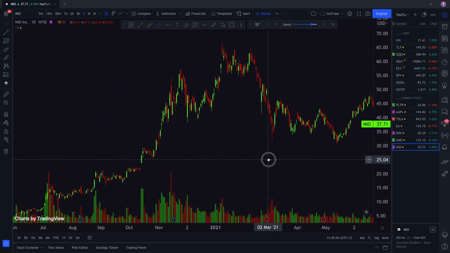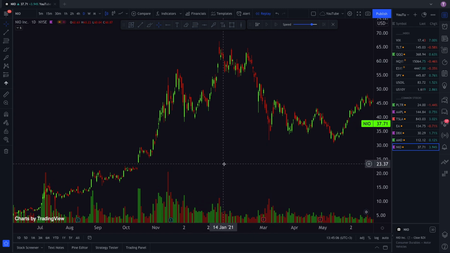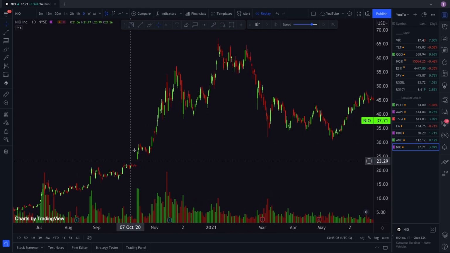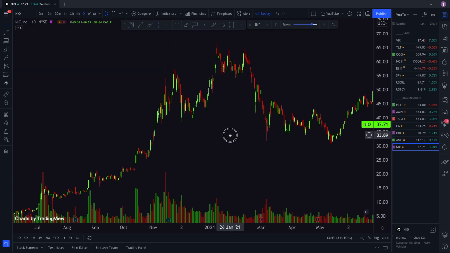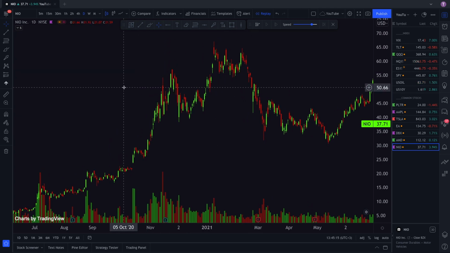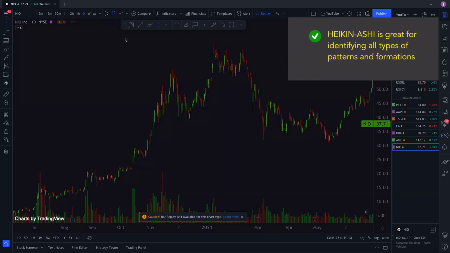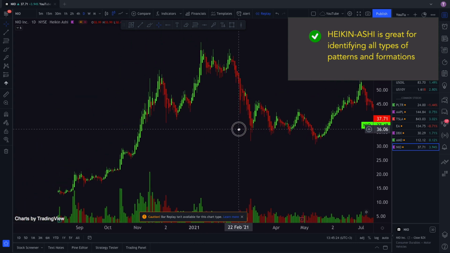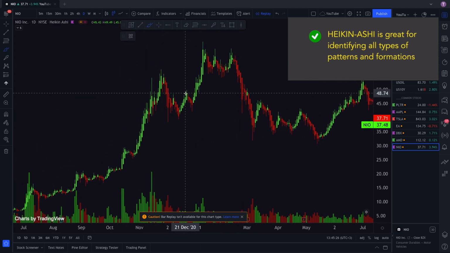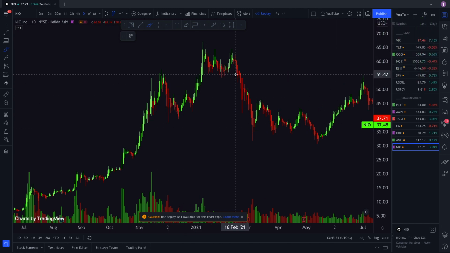Before moving to the next example, let me teach you a little secret for identifying bull flags. Now sometimes candlesticks could be really confusing to identify the bull flags. So I use this Heiken Ashi bar style from time to time if things are not clear. It makes it much easier for traders to identify patterns, formations or trends.